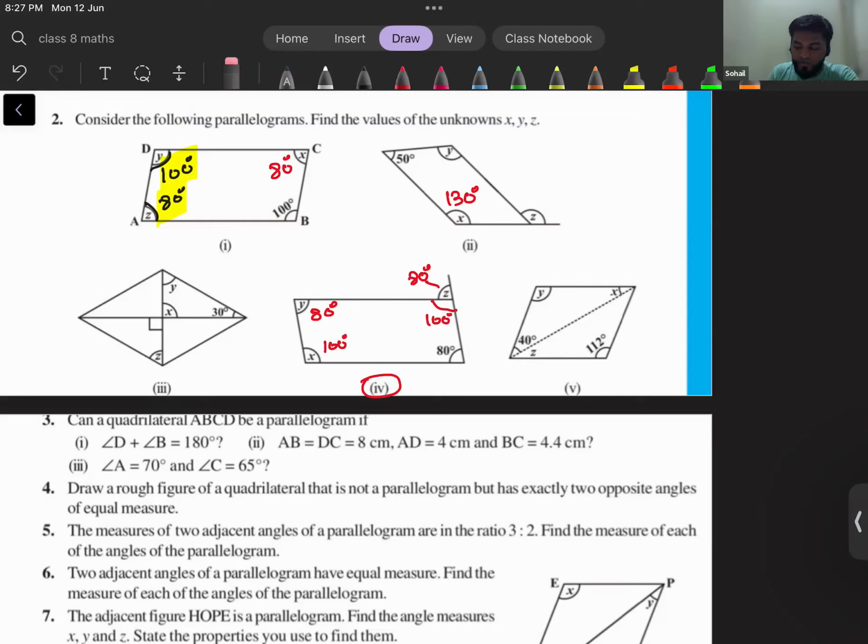Now you guys move on to question number 4. Okay, see question number 3 first. What is the value of X going to be here? We know that when two lines intersect each other, the opposite angles are equal. So this angle X or Y, they are equal. The same thing is going to be applied here as well. What is the value of X in this one?